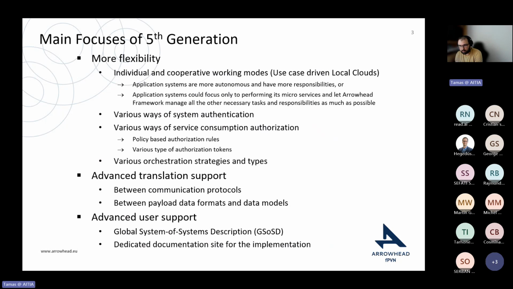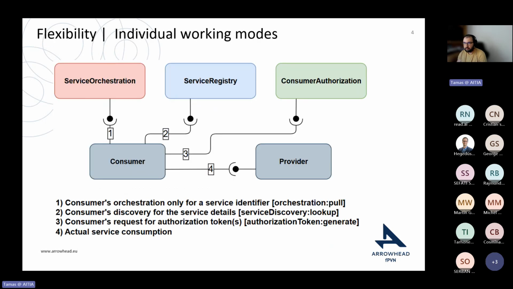And we are also developing a dedicated documentation site for the reference implementation. This is the place where you will find all the API descriptions, the tutorials, the system and service descriptions, and information about how to configure the specific core systems and so on. So let's detail all these things.